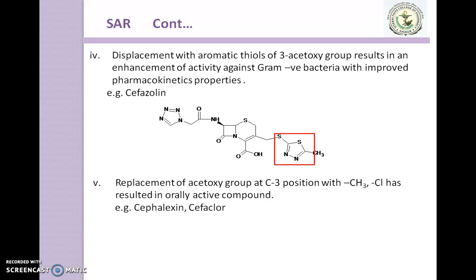Next point, replacement of the acetoxy group at carbon 3 position with CH3 or chloride has resulted in orally active compounds. Example, cephalexin, cefaclor. Here is the structure of cephalexin, in which it contains a methyl group instead of the acetoxy group. But if you replace this methyl group by a chloride group, then the compound formed is cefaclor, which is also active when administered by the oral route.